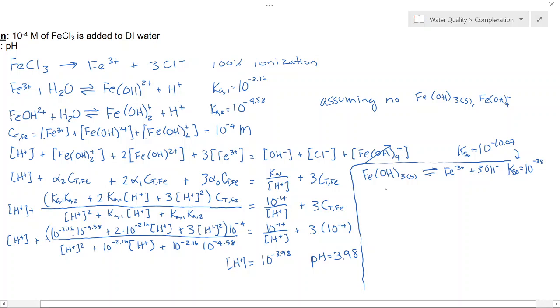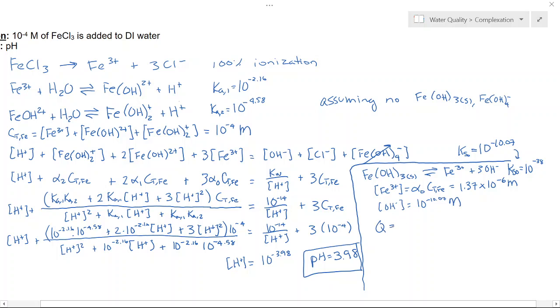So I'm going to solve for a Q, and first I need my ferric concentration, which is alpha naught times CT, and I used a solver on Excel to get this, and I got 1.37 times 10 to the minus 6, and that's at a pH of 3.98 right here. And so my hydroxide concentration is going to be 10 to the minus 10.07.